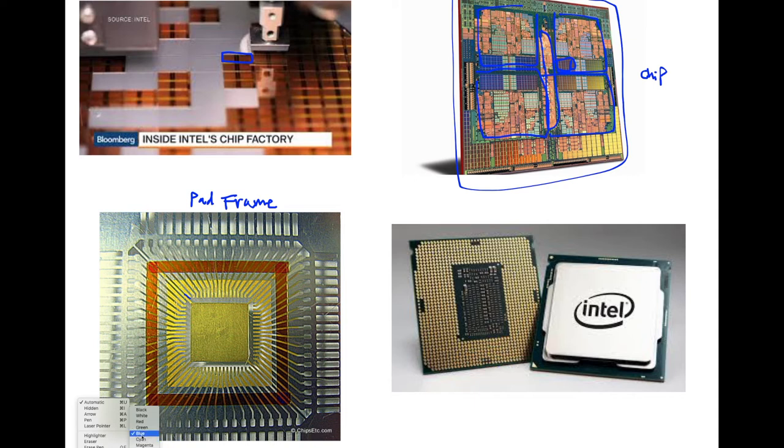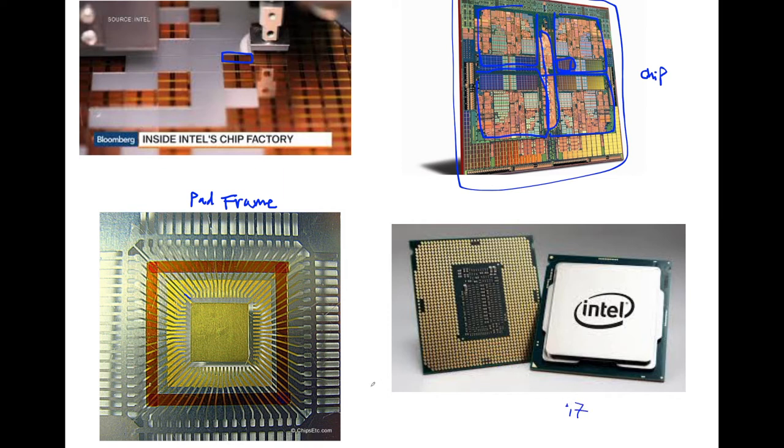Each one of these tiny wires is a conductor. And when you put this chip on the pad frame, it makes an electrical contact to various conductor points on the chip. And then this pad frame, the chip is soldered, and a cap is put on this, and that's the chip that you see. And this particular chip is the Intel i7 chip.